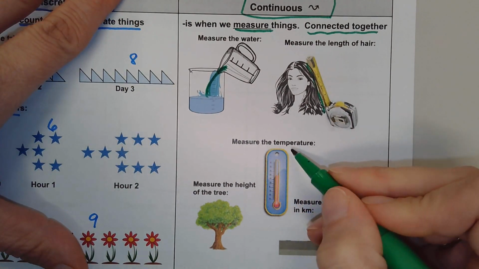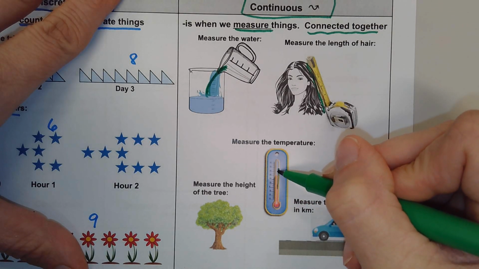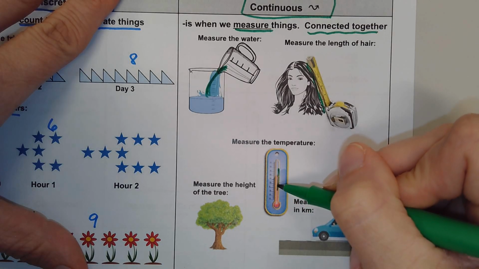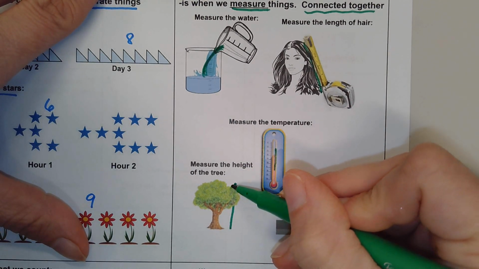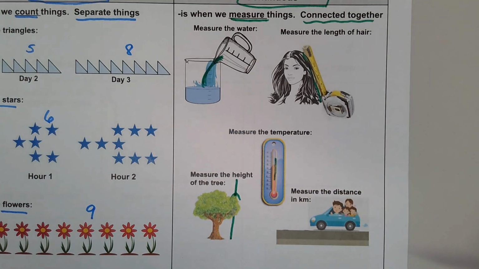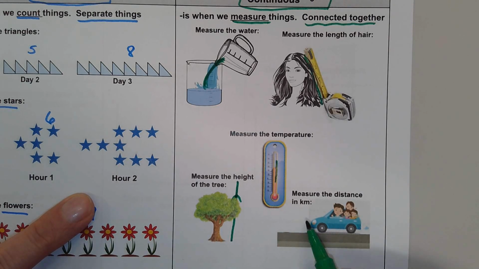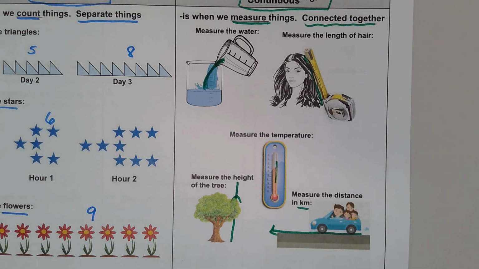Okay, we measure the temperature. The temperature slowly rises. Okay, it's not dots, it's all connected. We can measure the height of the tree, and the tree's going to keep growing, growing, growing, connected. We can measure the distance in kilometers that the car travels. It never stops. It's all connected there.